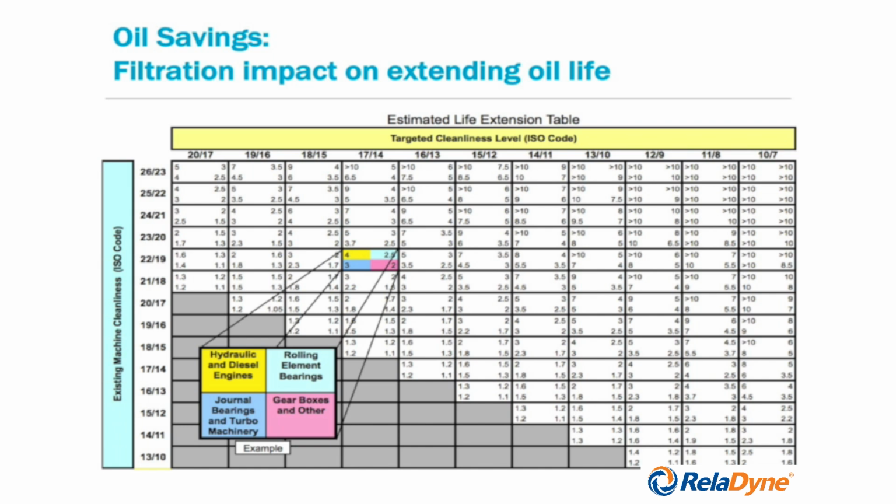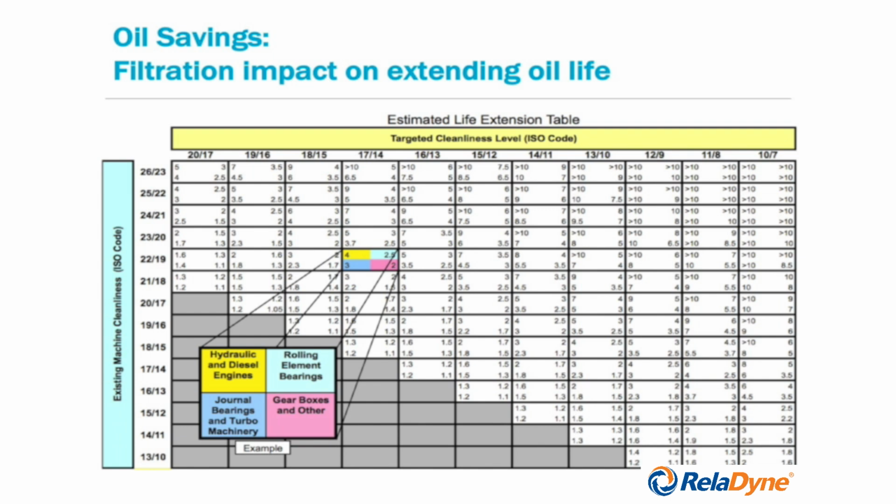And for rolling elements, having gone from a previous 22/19 to now a new achieved 17/14, you can see for rolling element bearings the number 2.5. And that means that the bearing life has increased by a factor of 2.5 by simply using cleaner oil.